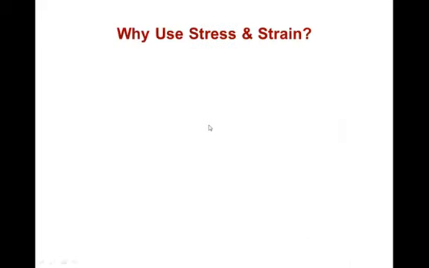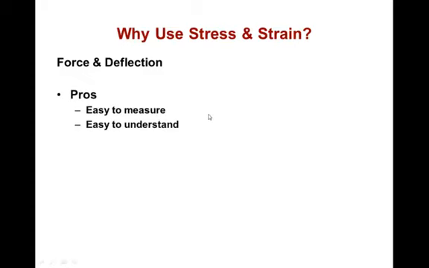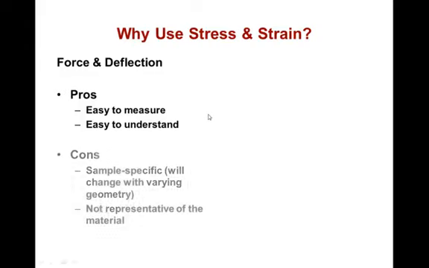So why do we use stress and strain instead of force and deflection? Well, let's look at the pros and the cons. For force and deflection, the pros are they're easy to measure. As the previous diagram just showed, that's what we measure. We measure the force and the deflection. It's easy to understand as well. We understand weight, we understand length. The problems are that it is sample specific. The stress and the strain will change with varying geometry. So if I've got a longer sample of the same material, it's going to change my values.